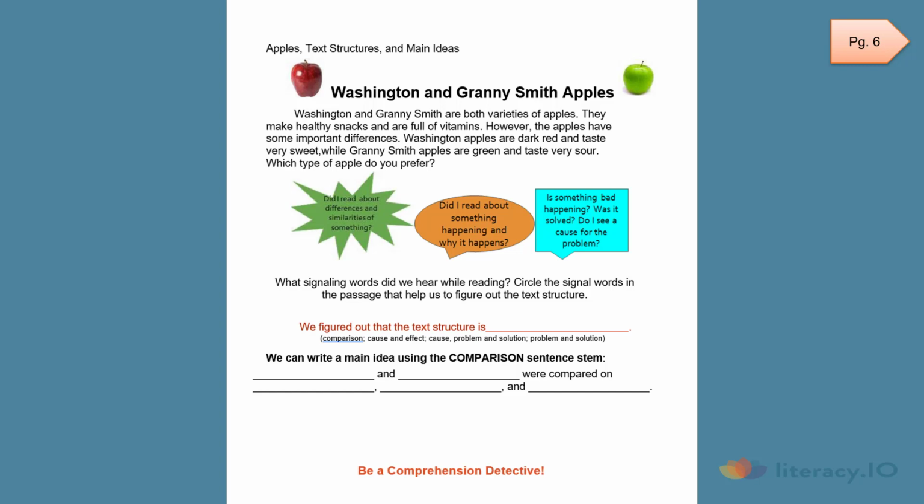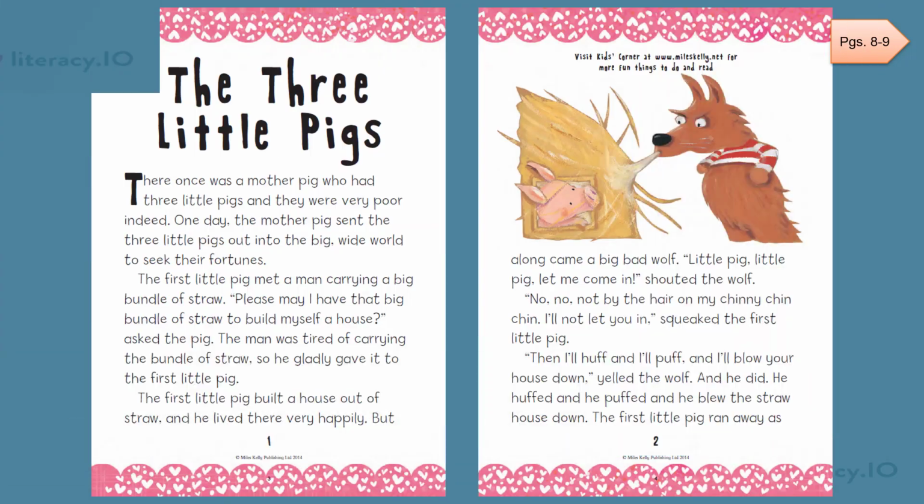Let's look for some signaling words to confirm. The word however does show I'm comparing 2 things. And it says differences here. Plus, I see the word while. So this must be a comparison text structure. Now I can write my main idea. Washington and Granny Smith apples were compared on their health benefits, colors, and tastes. Great work. Let's continue our walkthrough.